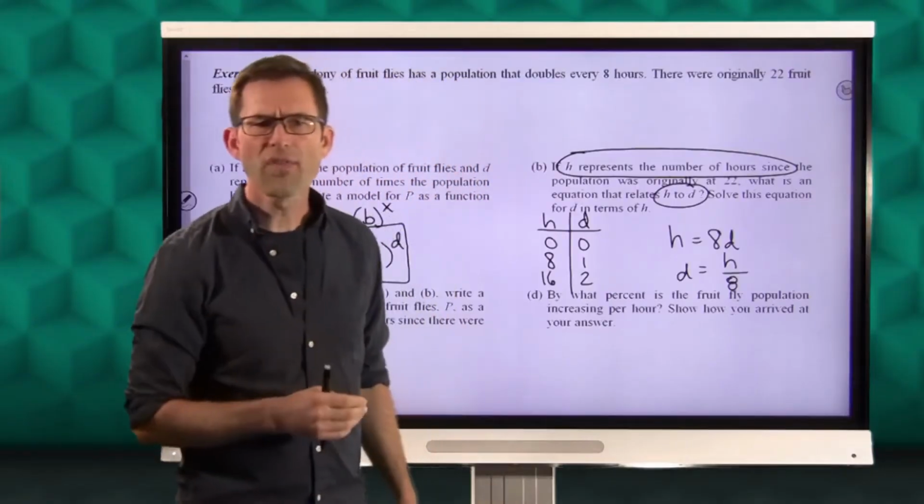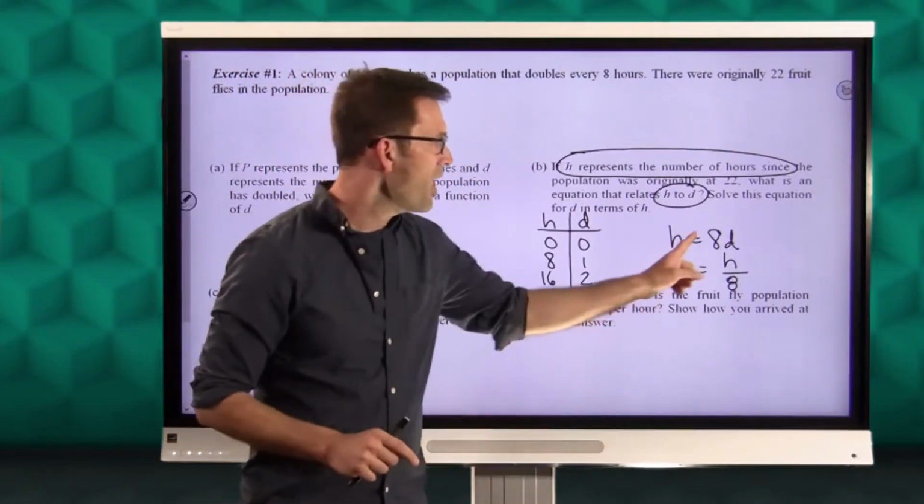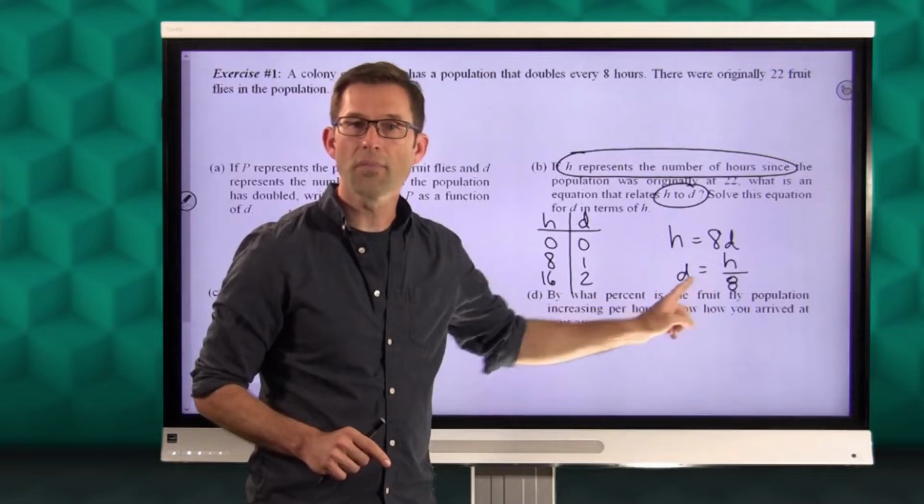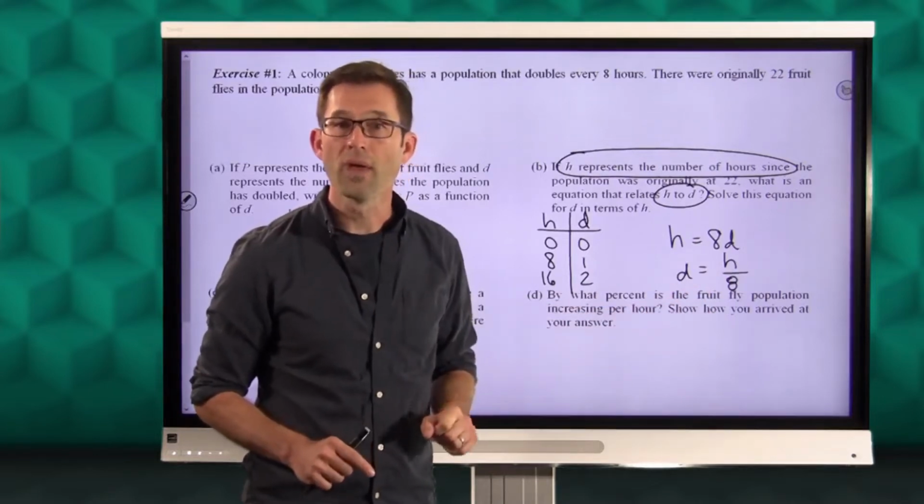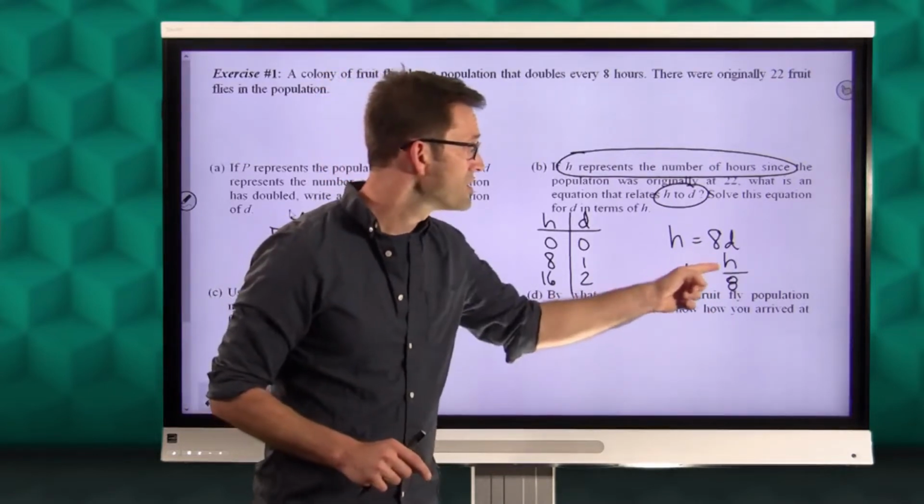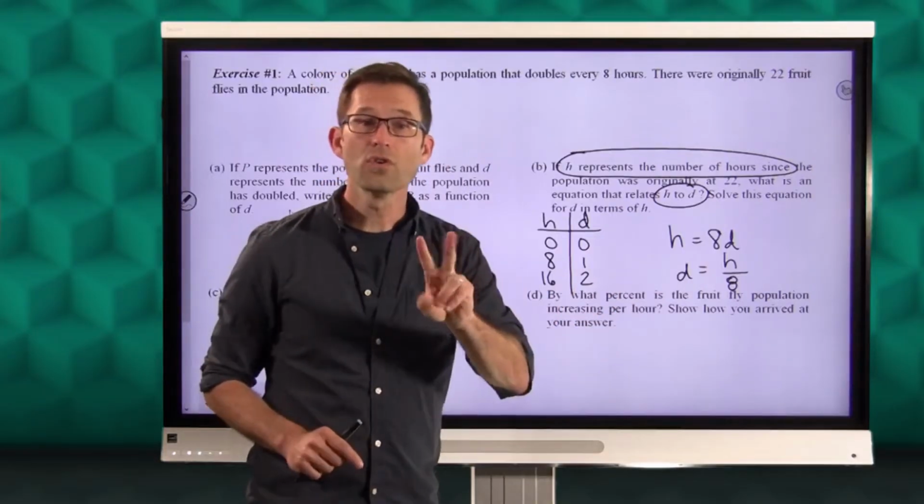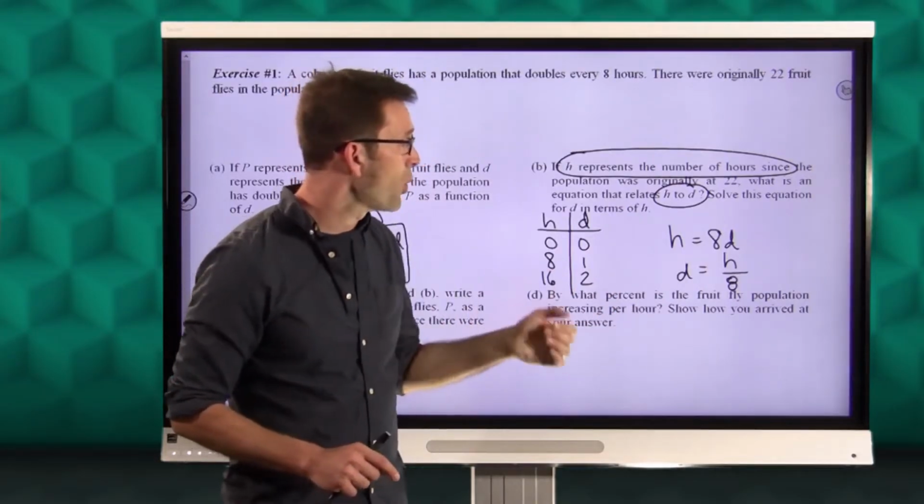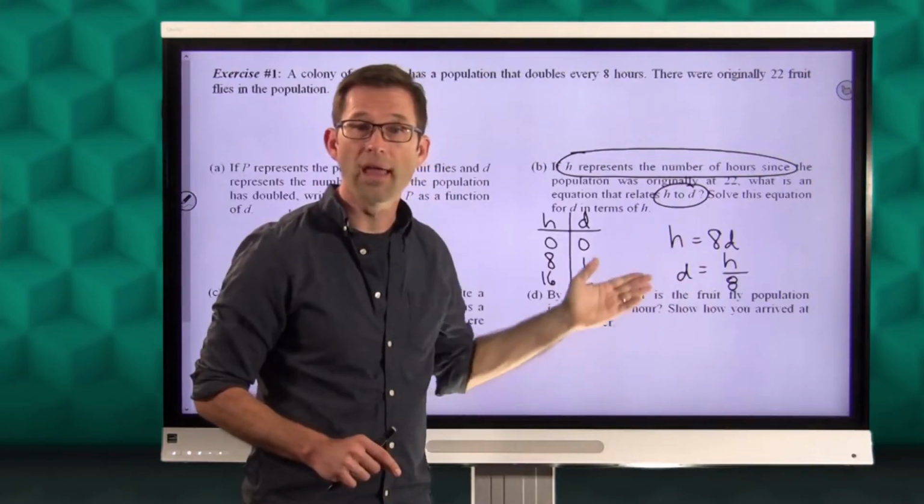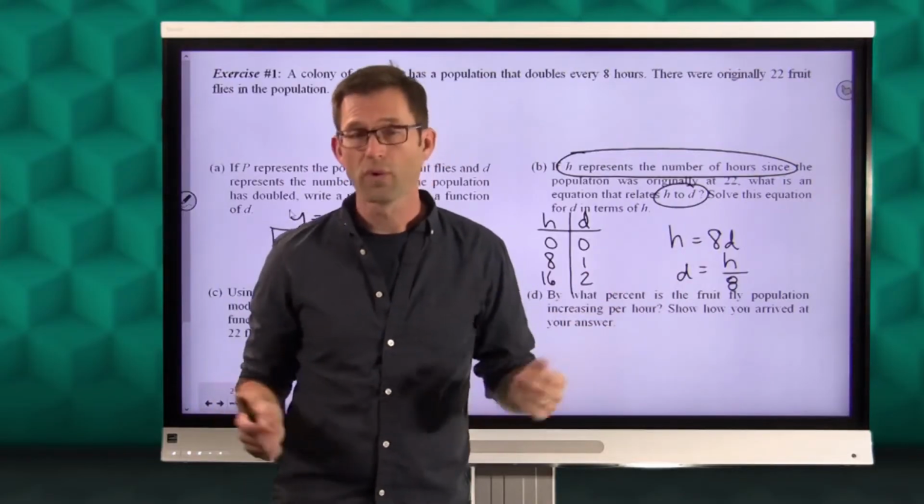And again, check that with a couple of examples. If h had been 8, 8 divided by 8 would give us 1 doubling. If h was 16, 16 divided by 8 would give us 2 doubles. If h was 24, 24 divided by 8 would give us 3 doubles. 3 doubles in a day.